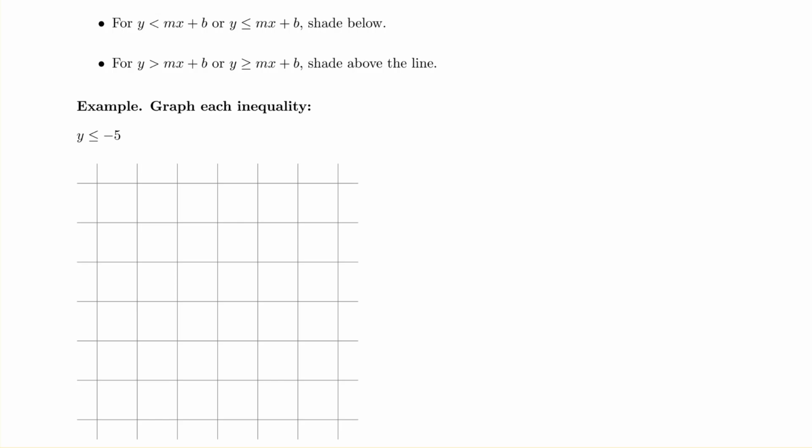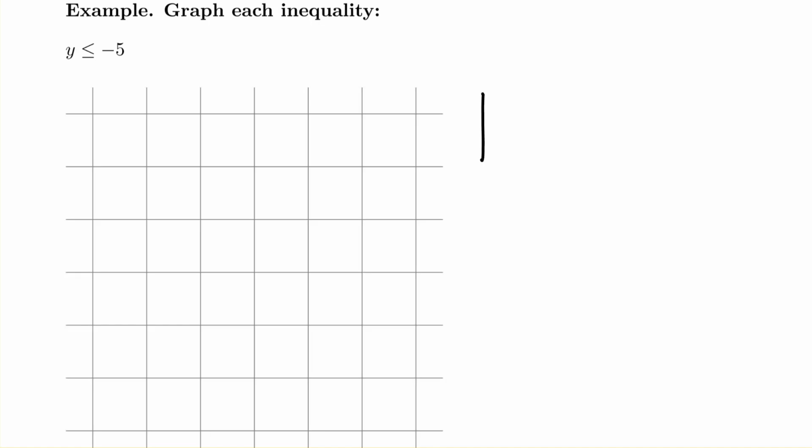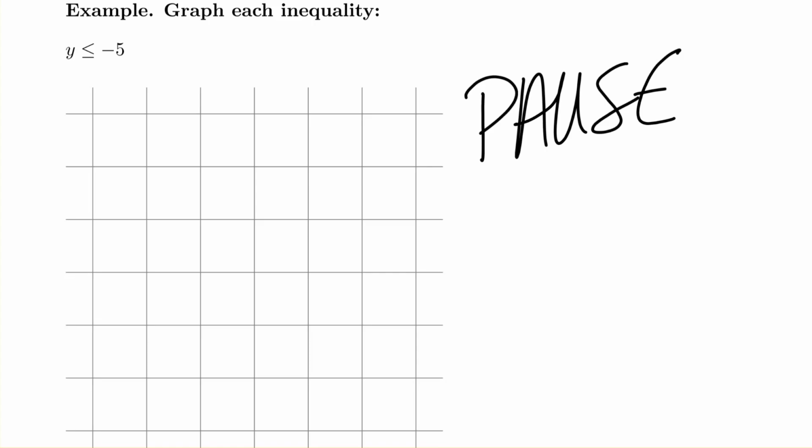So here I just included again a helpful reminder. We saw something similar to this earlier in the notes. For lines that are of this format, y is less than or equal to, you shade below. If it's y is greater than or equal to, you shade above. And what you're looking at here is the difference between how the symbol is oriented. So that's what you're trying to pay attention to here. So let's graph this inequality. And I'd encourage you to pause and attempt this one on your own, and then unpause to check your work.